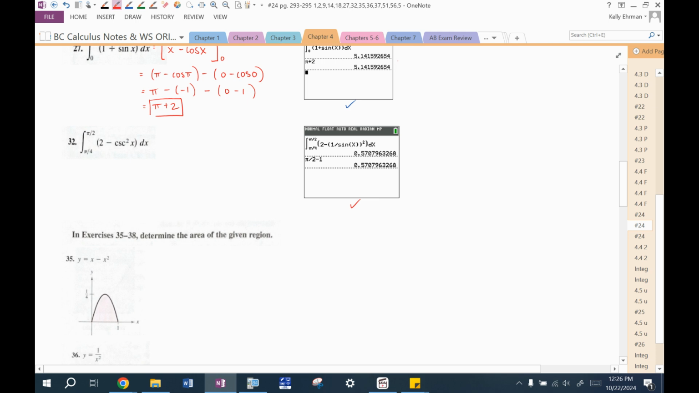For this one, the integral of 2 is 2x. What's the integral of negative cosecant squared? Okay, so you're trying to think, what thing has this derivative as cosecant squared? So that's cotangent x, plus cotangent x. And again, double check that. What's the derivative of cotangent? Negative cosecant squared. So that should be a plus.